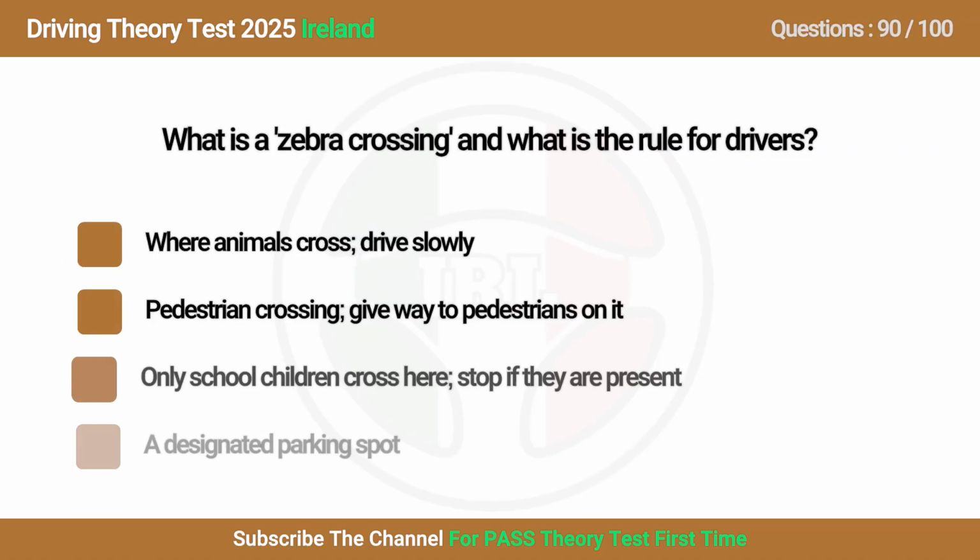Question 90. What is a zebra crossing and what is the rule for drivers? A. Where animals cross, drive slowly. B. Pedestrian crossing, give way to pedestrians on it. C. Only school children cross here, stop if they are present. D. A parking spot.